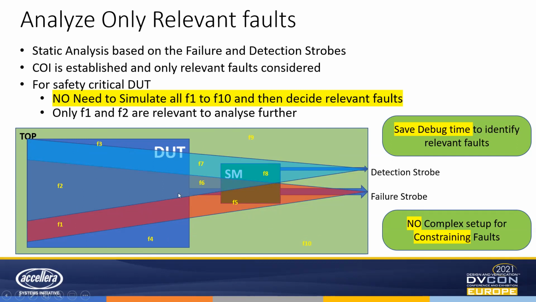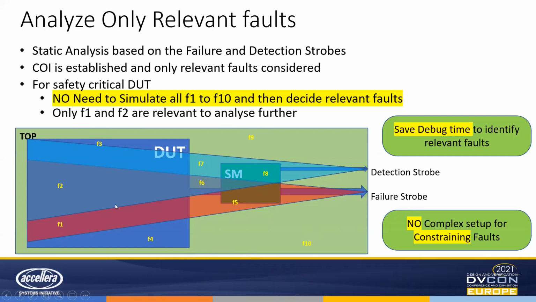So look at this carefully. Only F1 and F2 need to be analyzed, because F10 is non-safety critical, so I can consider it safe. And F4 is not even violating the safety goal. If F4 is there, is it really reaching your failure strobe? No, I don't need to do it. And F7, no. F8 is within the safety mechanism, but is it really violating your safety goal?